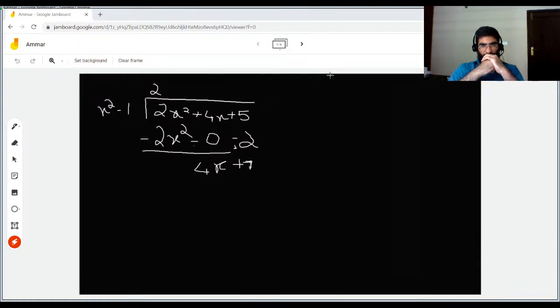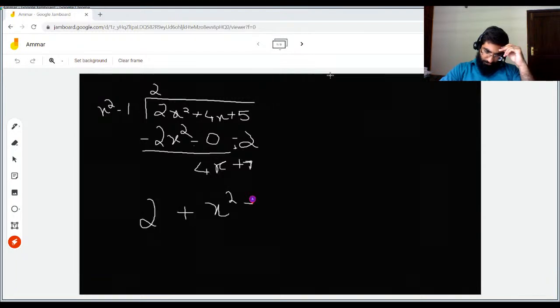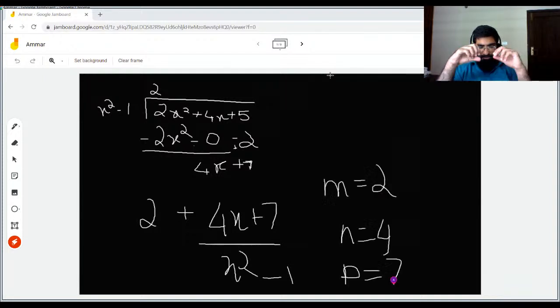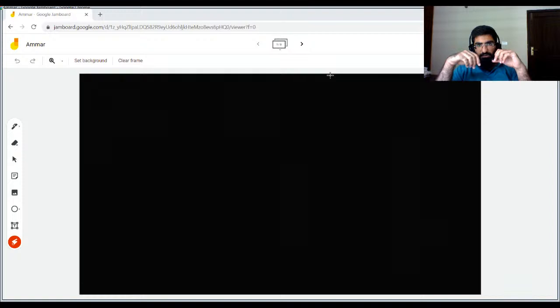You could leave a remainder at any particular stage, right? So how much is complete? It's 2. Plus 2, and x squared minus 1 stays as it is. It asks you for m, n, and p. So m will be 4. Let's do all the even numbered ones: 4, 6, 8, and 10.